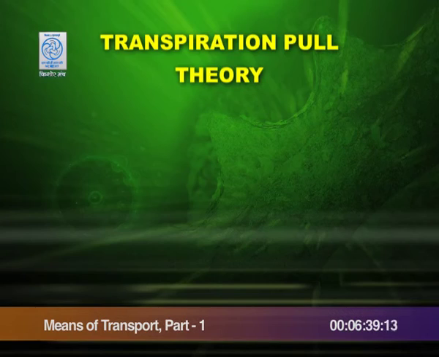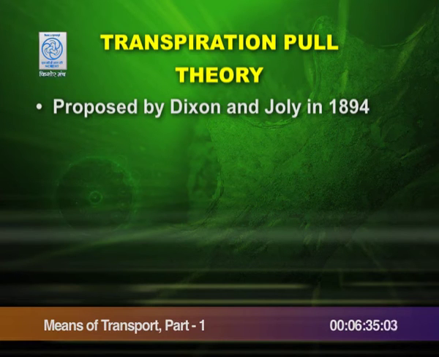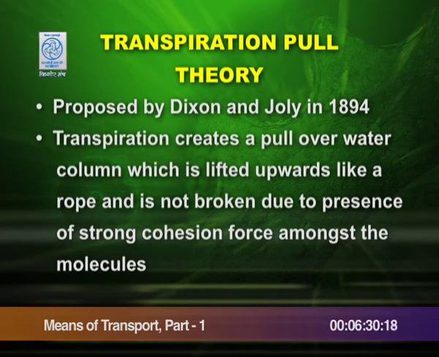Now, let us study the other theory, and that is the transpiration pull theory. It was proposed by Dixon and Joly in 1894. Transpiration creates a pull over the water column which is lifted upward like a rope and is not broken due to the presence of strong cohesion force amongst the molecules. Under transpiration pull theory, there is ascent of sap, that is the movement of minerals and water.